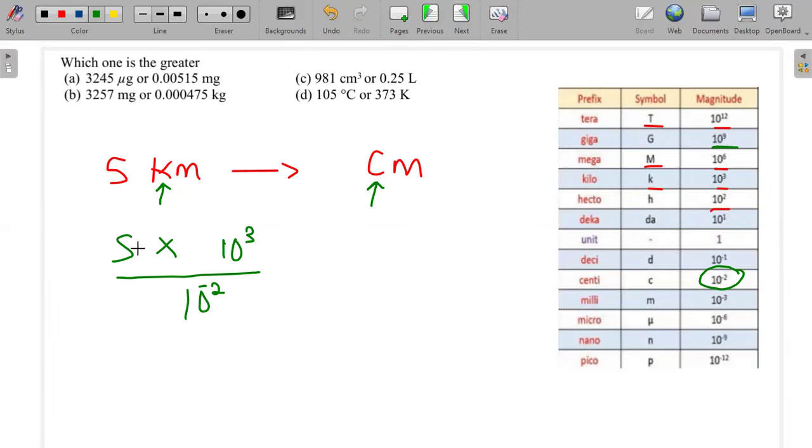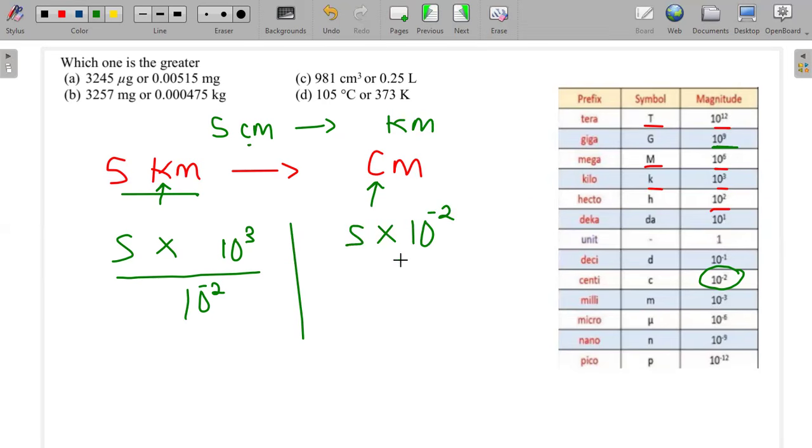So you multiply with the prefix where you are from, because this is kilo, so I'm from the kilo. And then you divide by the prefix where you are going, which is the centi. Meaning if I had 5 centimeters, changing it to kilometers, then my conversion would be 5 multiplied by 10 to the power minus 2, the value of the centi, and then divided by where I'm going, which is the kilo, 10 to the power 3. So that's the easiest way in which you can convert these units.